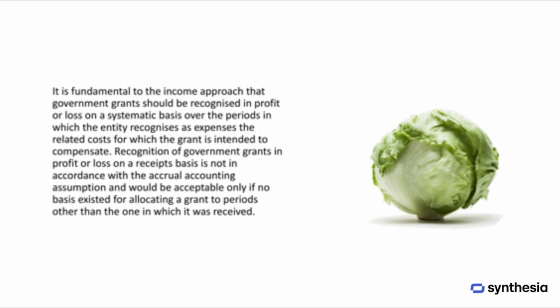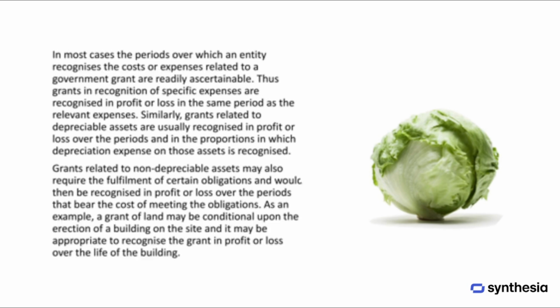A key principle of the income approach is that government grants should be recognized in profit or loss gradually and systematically over the same periods when the related expenses occur. Recording grants as income only when they are received does not align with the accrual accounting principle. Such immediate recognition is acceptable only if it is not possible to allocate the grant to other periods. In most situations, the time periods during which an entity recognizes expenses related to a government grant can be clearly identified. Therefore, grants tied to specific expenses are recorded in profit or loss in the same period as those expenses.